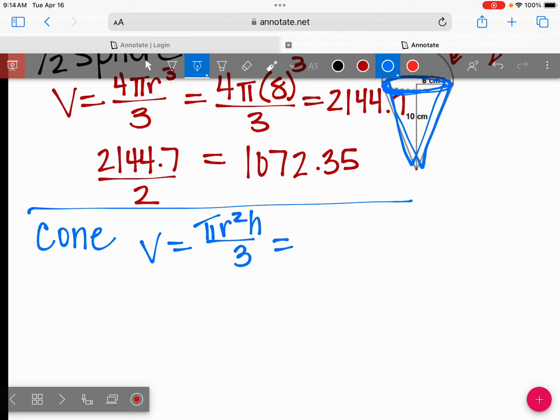over 3. Now, is that a whole cone? It's the whole cone, right? So we don't have to divide that by 2. So we're going to figure out, when we look at our cone, the radius is still 8. So it'll be 8 squared. The height of our cone right here, what is that number right here? How long is the cone? 10.